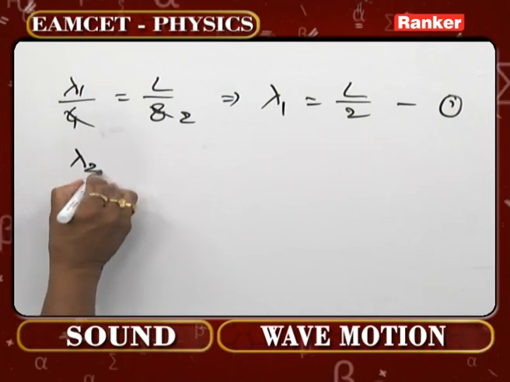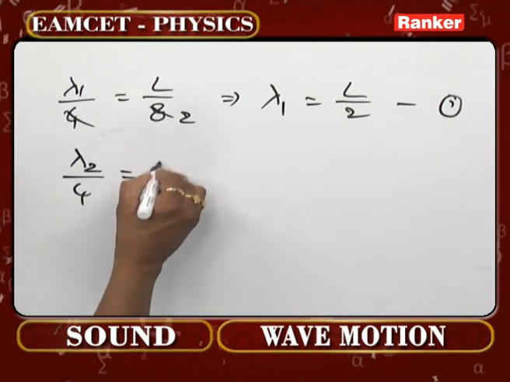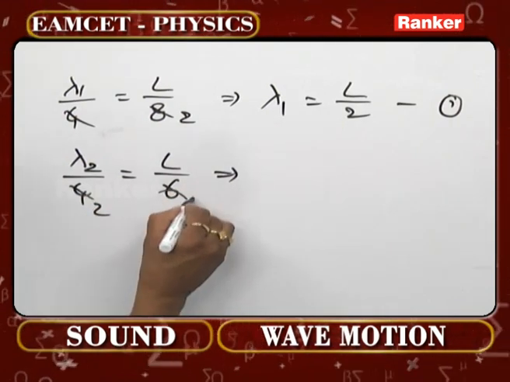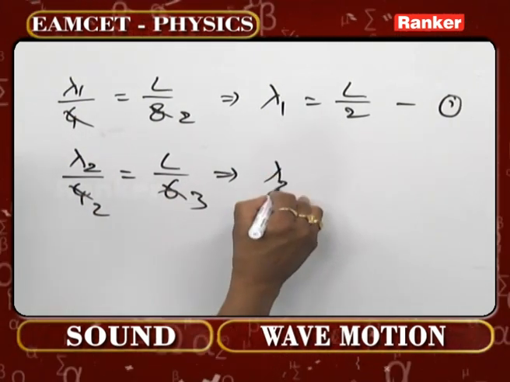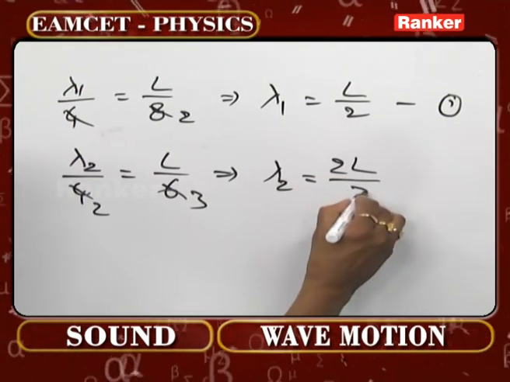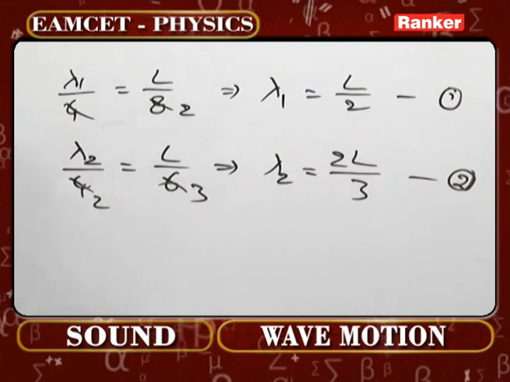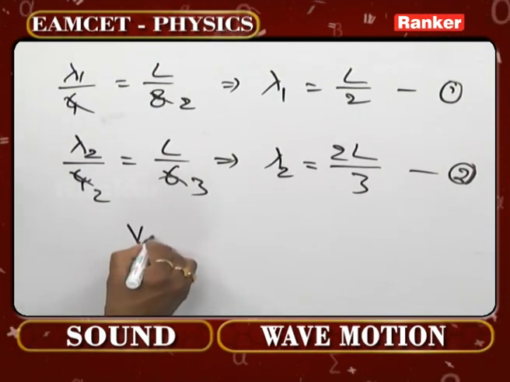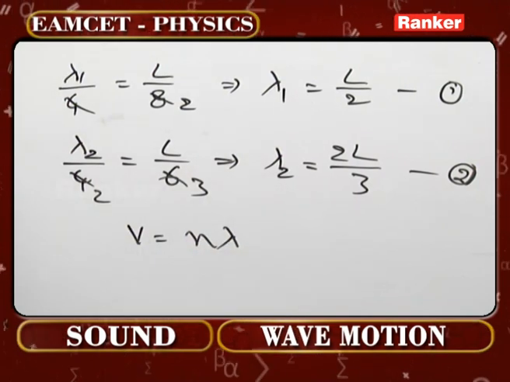Lambda by 4 this time, once again lambda 2 by 4 is going to be L by 6. Then what can we write? 2 times 2, 3 times 2. So lambda 2 is equal to 2L by 3. That is going to be your second equation as such. But we know very well V is equal to N lambda.